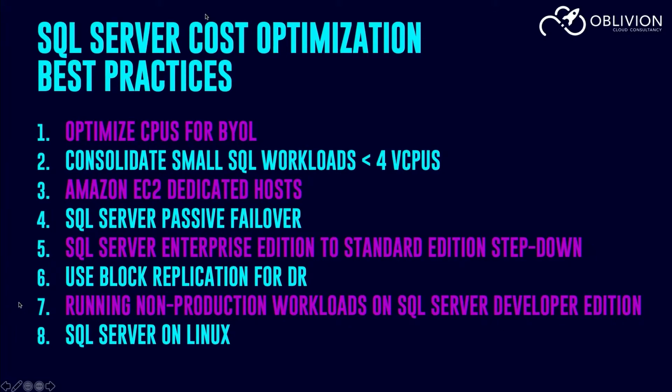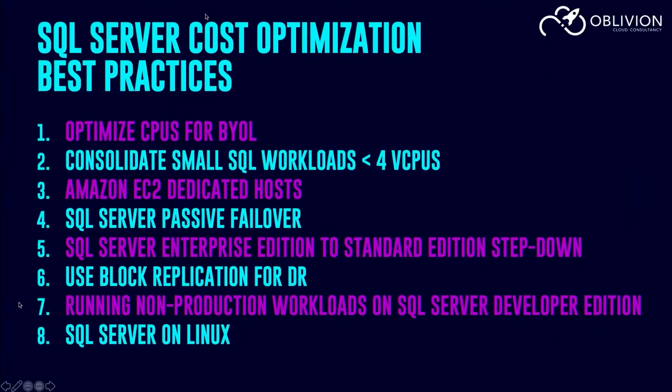So the first tip is to optimize CPUs. What is optimize CPU? Say you have your SQL Server and a requirement that it performs best with 128 gigabytes of memory, because usually SQL Server requires a lot of memory, not that many CPUs. So you have an instance which requires this 128 gigabytes of memory, and you will usually land it on a 4xlarge instance which has 16 CPUs.